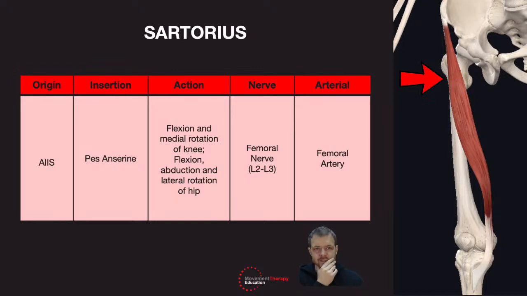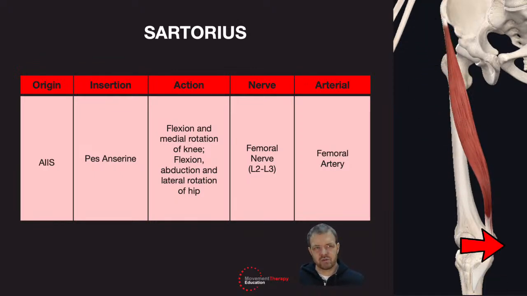So this is your sartorius. So we've got, I think this is wrong actually. So it's ASIS it attaches to, not AIIS, apologies. So it's your anterior superior iliac spine, which is the kind of knobbly bits at the front of your pelvis, and really well developed in footballers because of the action of kicking a ball. And obviously you can see it really well on a bodybuilder because they've got zero body fat. So it's the muscle that crosses over the thigh from the outside to the inside. So again, a nice long slender muscle.